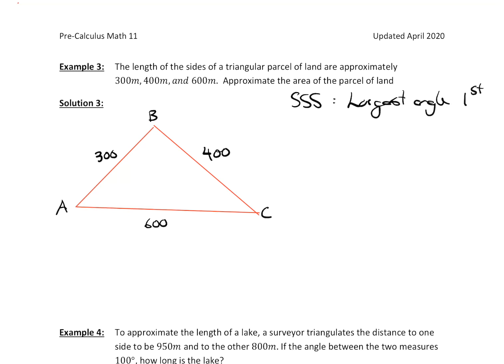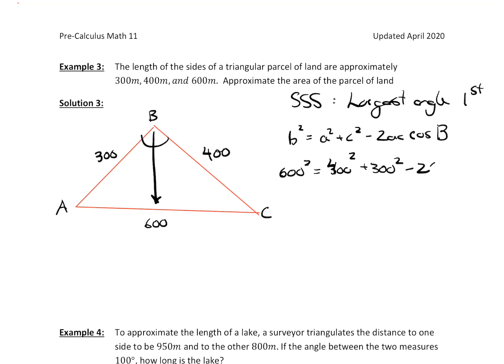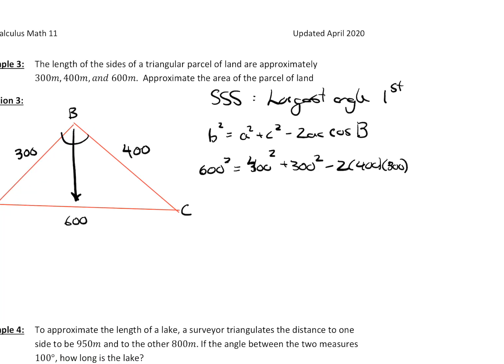This is side, side, side, so largest angle first. Which one is the largest angle? Well, since the side is longest, B is first. So I'm going to use cosine law. I want to know B, so B squared is equal to A squared plus C squared minus 2AC cos B. Now I know all these values, so 600 squared is equal to 400 squared plus 300 squared minus 2 times 400 times 300 cos B.